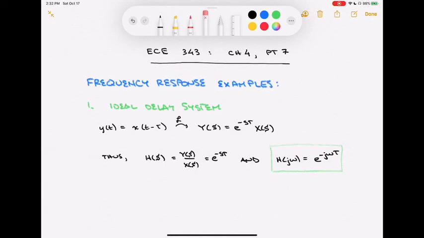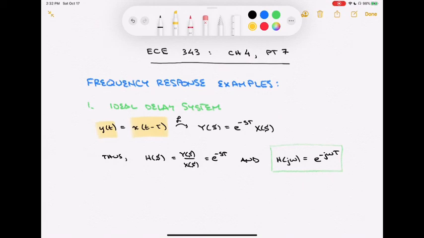attention to being able to sketch out both magnitude and phase response using pole-zero information and do some examples on that as well. To begin our examples today, let's look at an ideal delay system. An ideal delay system is one where the output y(t) is just a delay of the input, so x(t minus T).